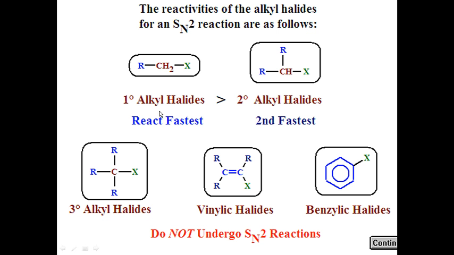Experimentally, primary alkyl halides react the fastest. They react faster than secondary alkyl halides, and it turns out that tertiary halides do not undergo the SN2 mechanism. Whatever mechanism we propose has to be consistent with these observations: that primaries are faster than secondaries, and tertiary halides do not undergo bimolecular substitution.